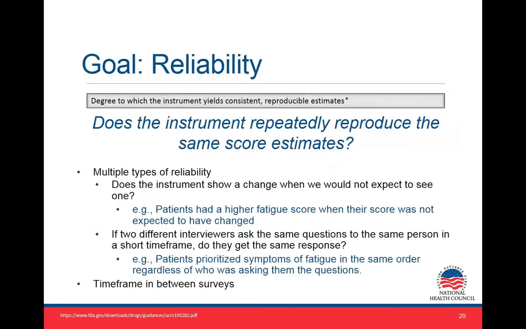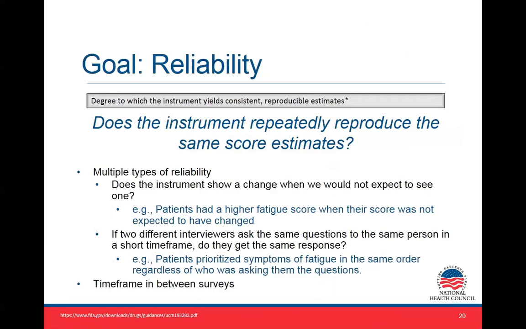Again, a different kind of reliability is when 2 different interviewers are asking the same questions of patients in a short time frame. You would expect them to get the same response. So patients would prioritize the symptoms of fatigue in the same order, regardless of who was asking them the questions. To have good reliability, we want both of these to be strong characteristics: that we would see the same responses when 2 different reviewers are asking the same person the same question and no change is expected, and that patients would not have a higher or lower score when no change was expected over time.